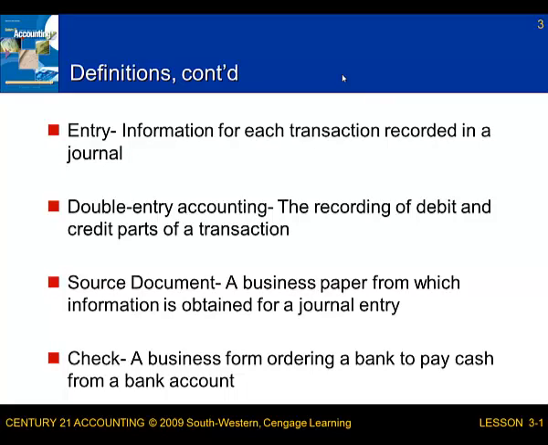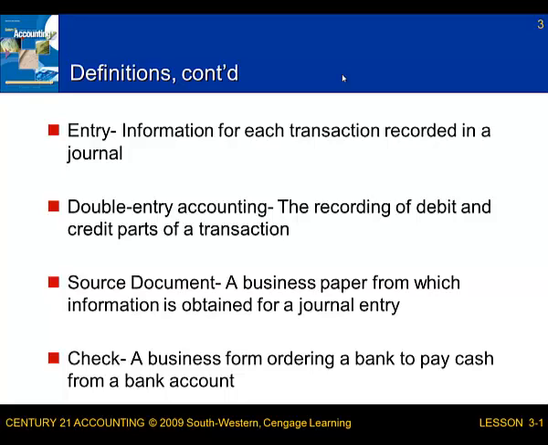The first one is entry. Information for each transaction recorded in a journal. Every separate journal entry we do is a separate entry, if you will. The next term is double entry accounting. This is the recording of debit and credit parts of a transaction. You remember me talking a while back about how every single transaction must have a debit and credit. That's what double entry accounting is, ensuring that you have a debit and a credit.